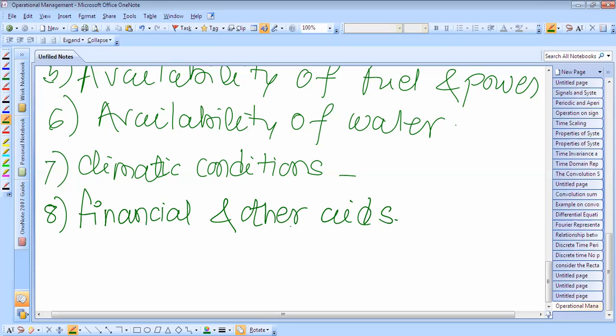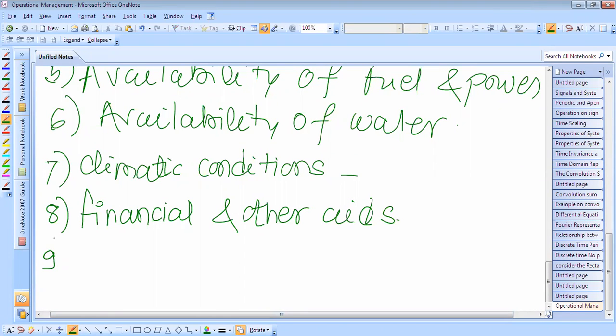So next is the land. It is a very important factor for selection of the plant. Topography, area, and shape of the site, as well as the cost, drainage, and other facilities matter, as does the probability of floods. Whether frequent floods or earthquakes take place in that region, you should get that history, and this will certainly influence the selection of the plant location.